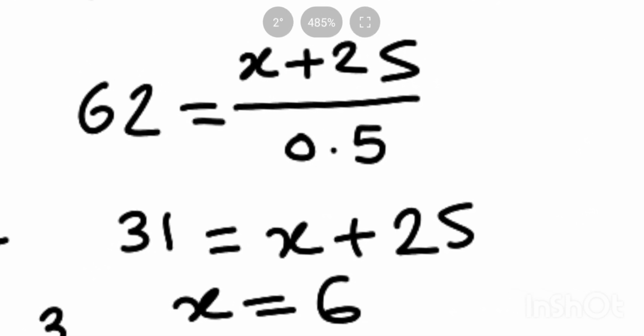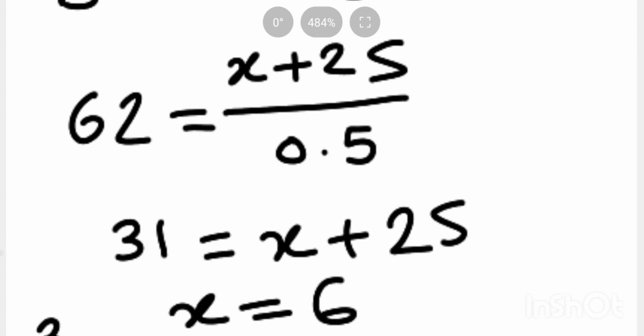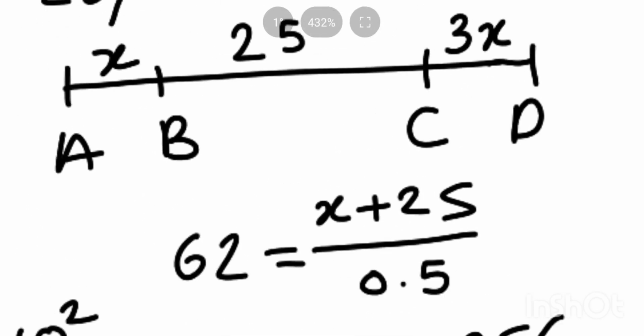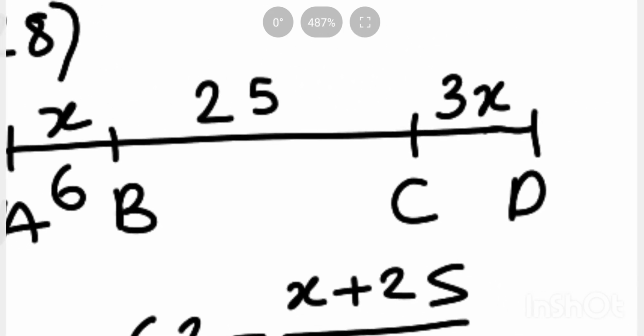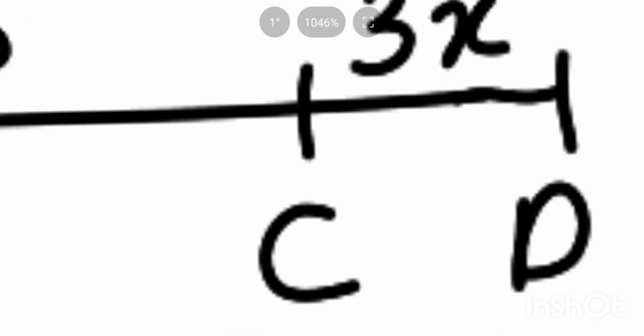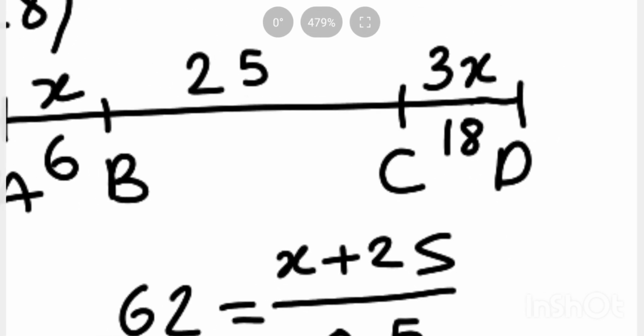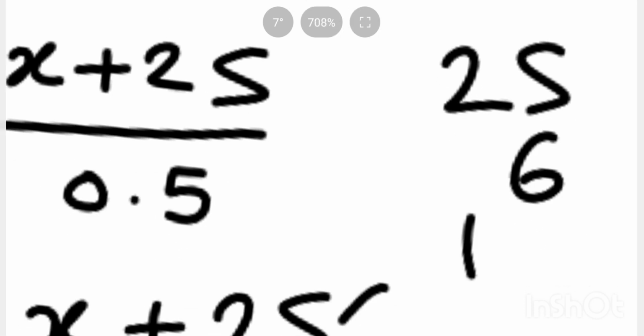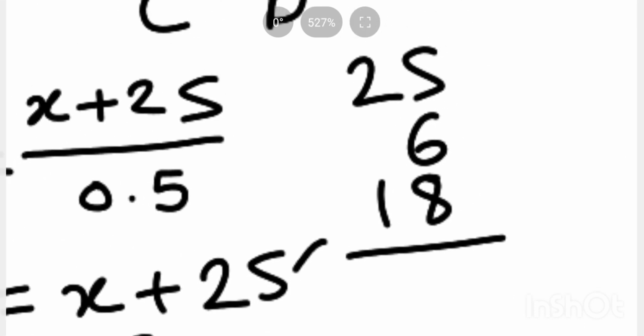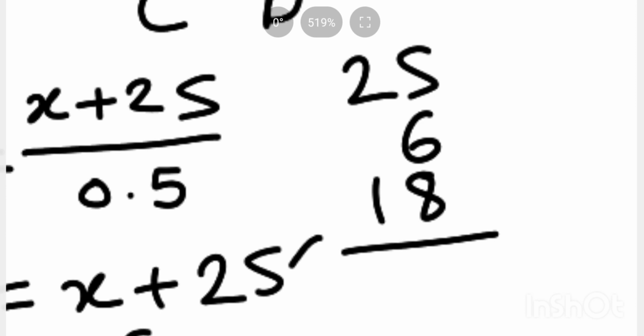If we now substitute this into the diagram, x is 6, so we know AB is 6 miles, and CD will be 3 times that, so 3 times 6 is 18. Now we just need to add these three numbers together to get AD. So 25, 6, 18. When we add them all together, that would be 49 miles.